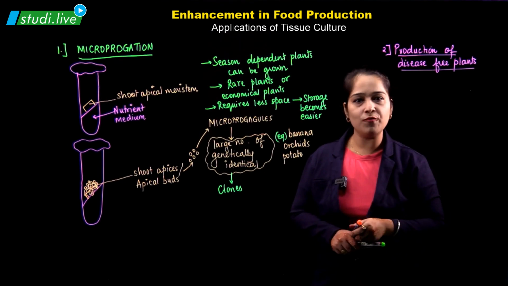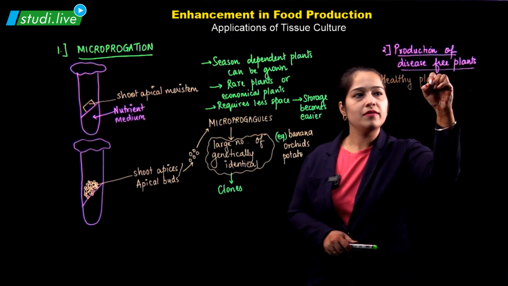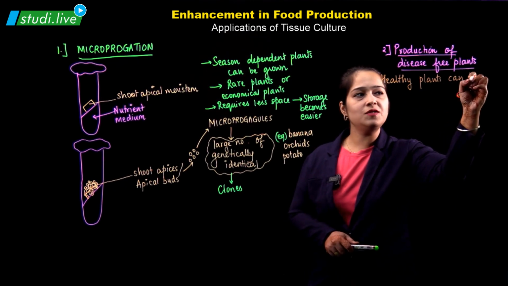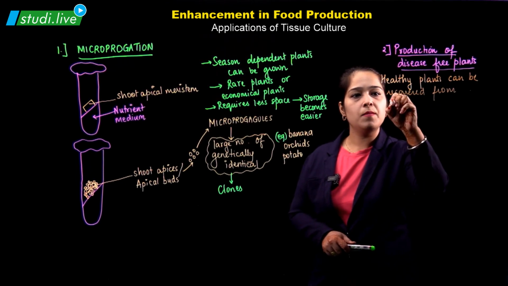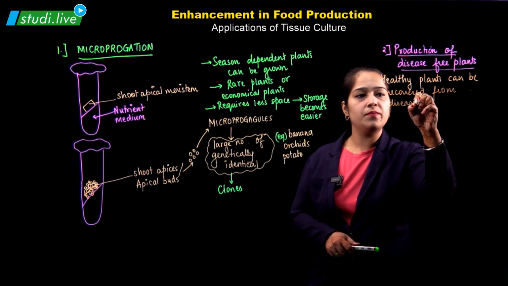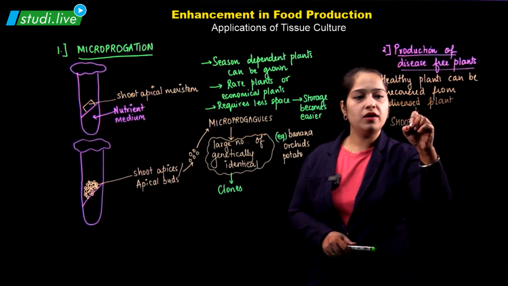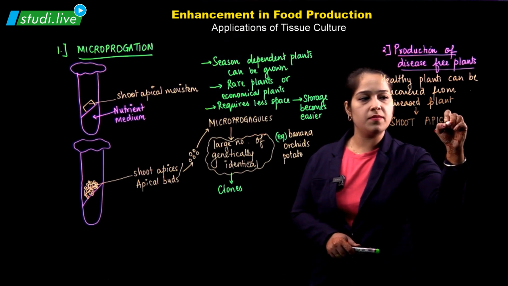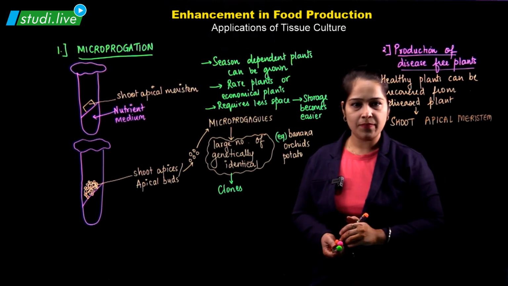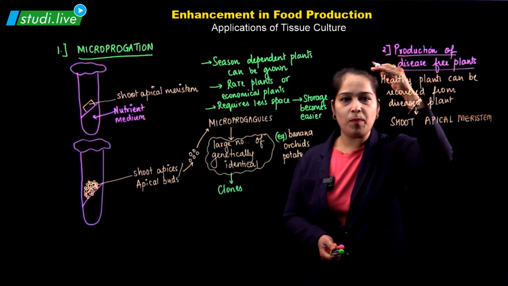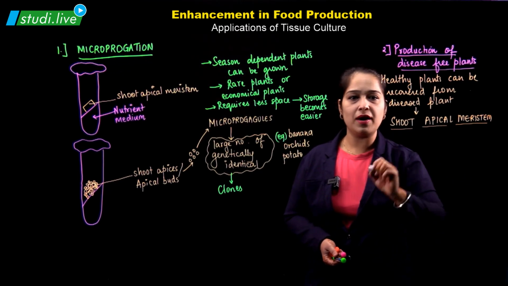Healthy plants can be recovered from a diseased plant by using shoot apical meristem. We are using shoot apical meristem as an explant. Now, shoot apical meristem means the shoot, which is called the stem, the apical part, which means the top part, and the word meristem means meristematic cells.